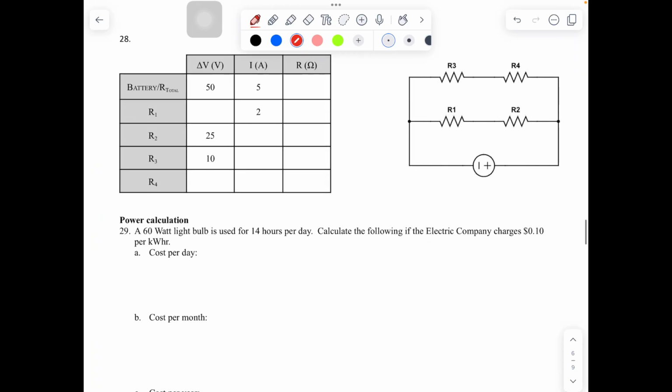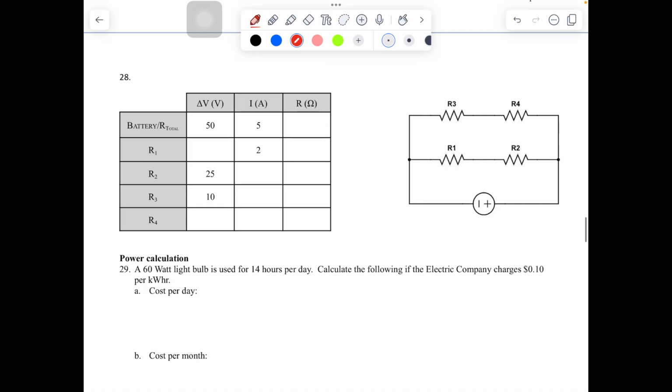Let's keep rolling on. Make sure we're still recording. Excellent. Here, a complex circuit. It's important to recognize R3 and R4 are in series with each other. R1 and R2 are in series with each other.